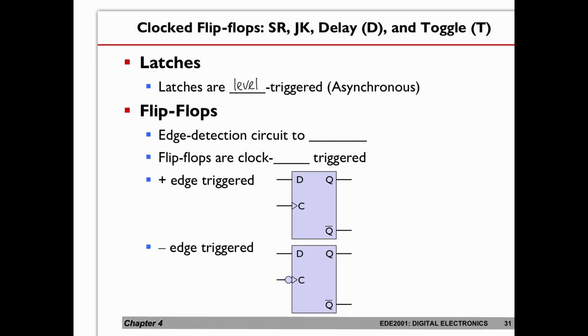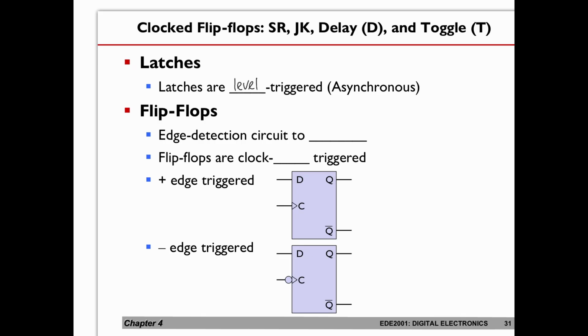Now, what happens here is we introduce the gated circuits where we have an enable signal to control when the latch is active. So now what we have come up with is another circuit, an edge detection circuit, to enable the latch. So we no longer call that a latch, we call that a flip-flop.